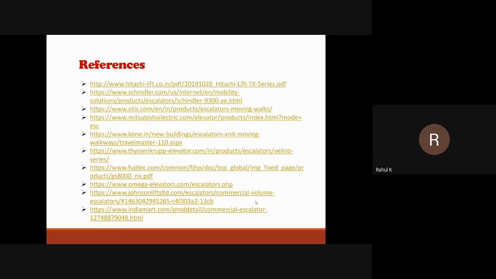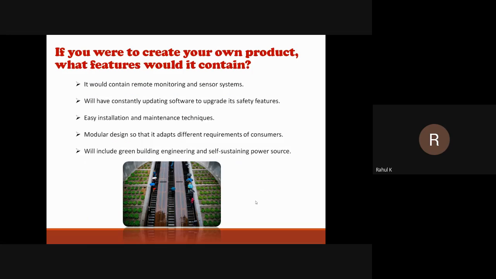So these are the references we have used for reviewing the product. Moving on, if we would like to implement any new techniques for the escalator business, we would include the green building engineering concept, and also a self-sustaining power source for the escalators using solar panels, and a modular design so that the different requirements of customers can be suited with the same base, with easy installation, maintenance, and repair techniques.